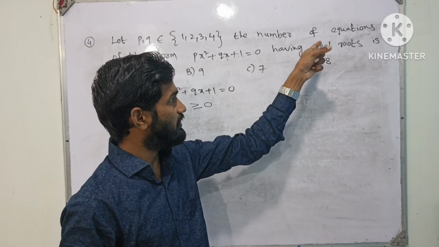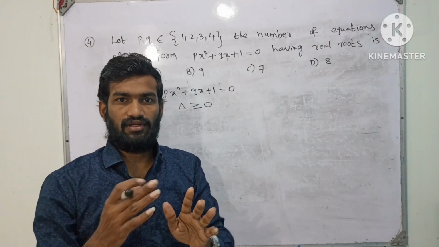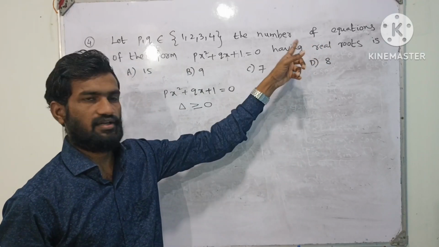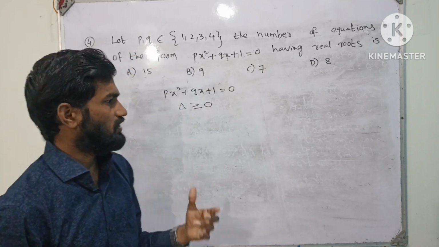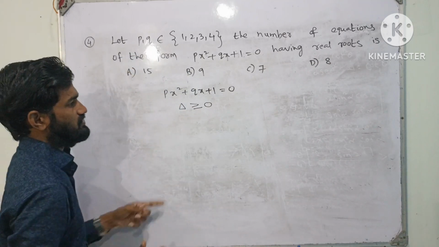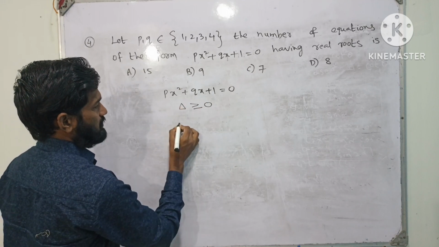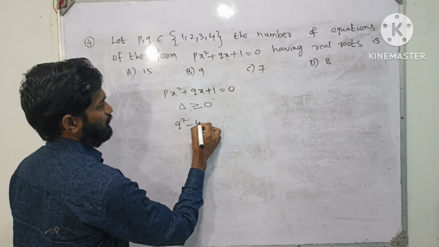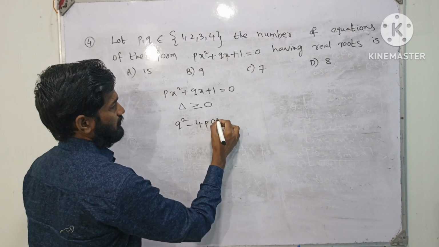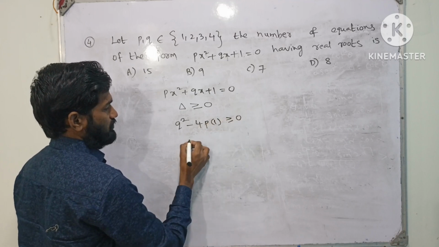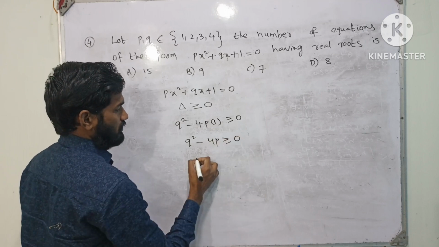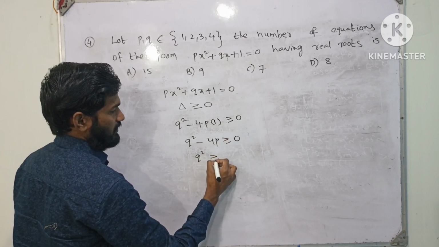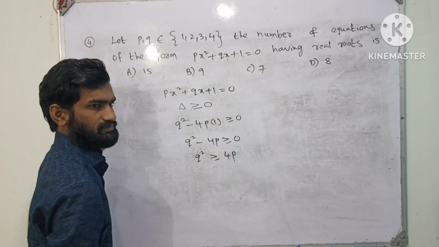He is saying only real. He is not saying real and equal or real and unequal. Only real. Real means either it is real and equal or it is real and unequal. So that's why I have taken discriminant greater or equal to 0. What is discriminant? B square minus 4ac, which is q square minus 4p into 1, greater or equal to 0, which is q square minus 4p greater or equal to 0. Now q square is greater or equal to 4p.